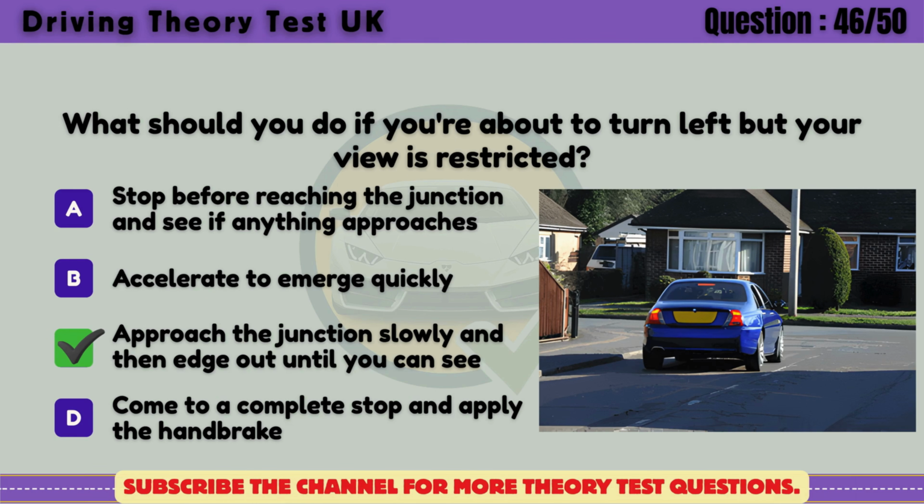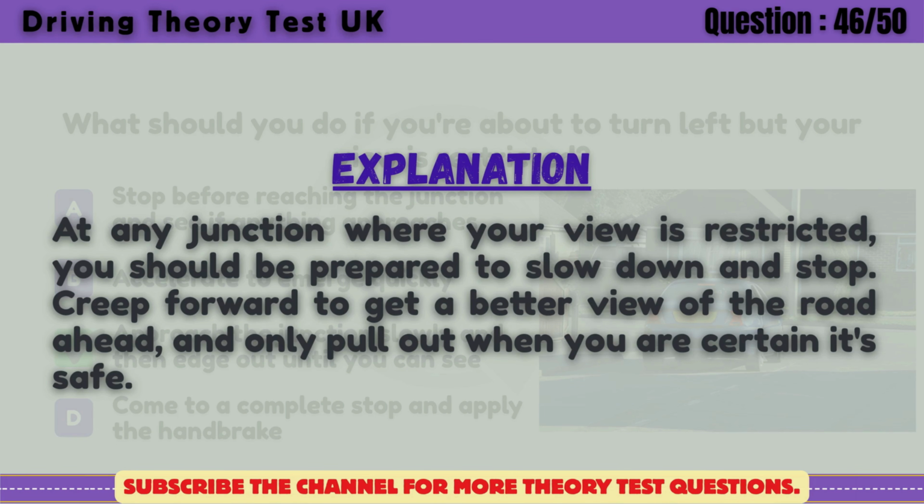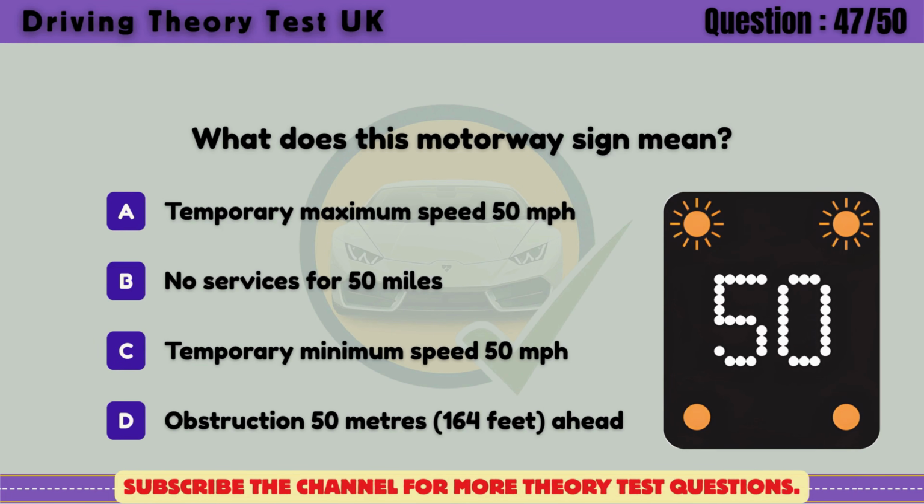Answer is C. Approach the junction slowly and then edge out until you can see. At any junction where your view is restricted, you should be prepared to slow down and stop. Creep forward to get a better view of the road ahead, and only pull out when you are certain it's safe. Question 47. What does this motorway sign mean?